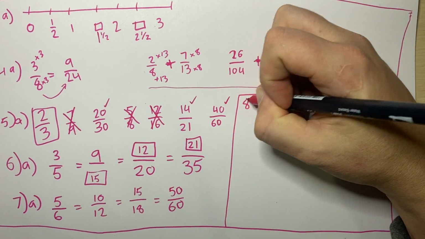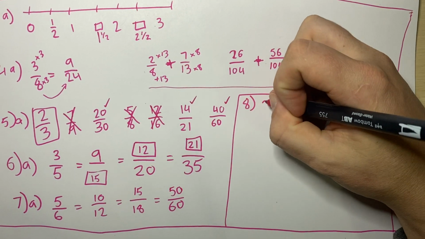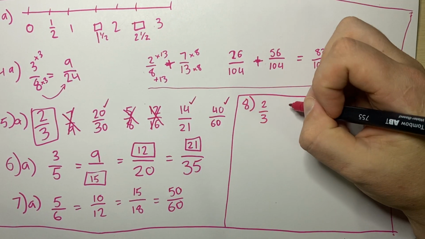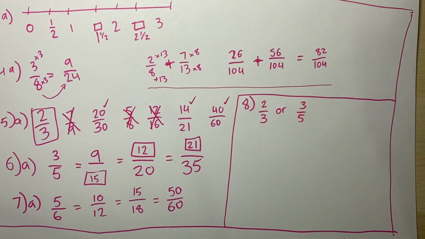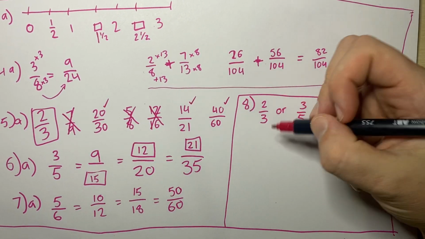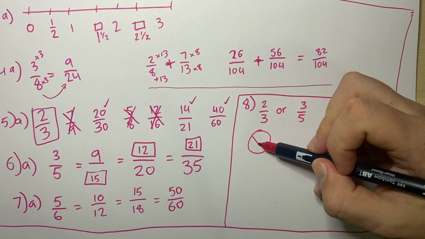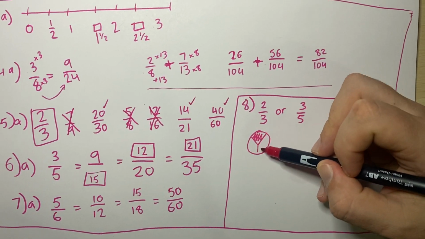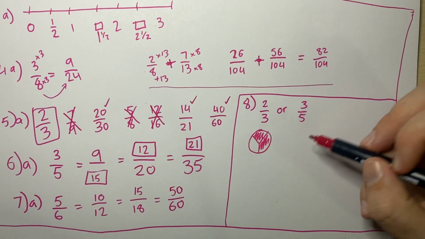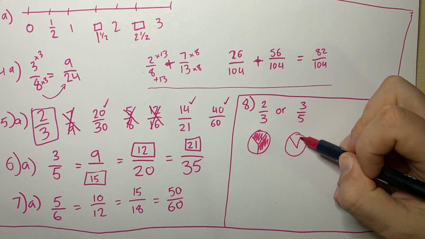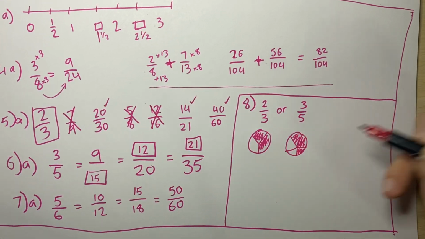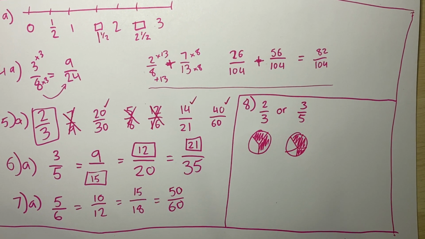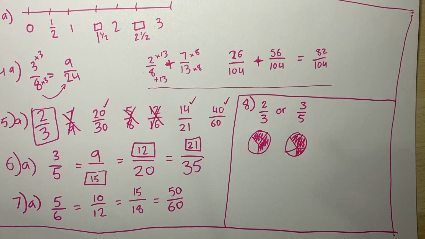Question 8 is getting us to compare fractions. So is 2 over 3 bigger than 3 over 5? Well, a quick visual always helps me to determine these. It's really hard to tell. So this is where we can multiply to get the denominators the same.